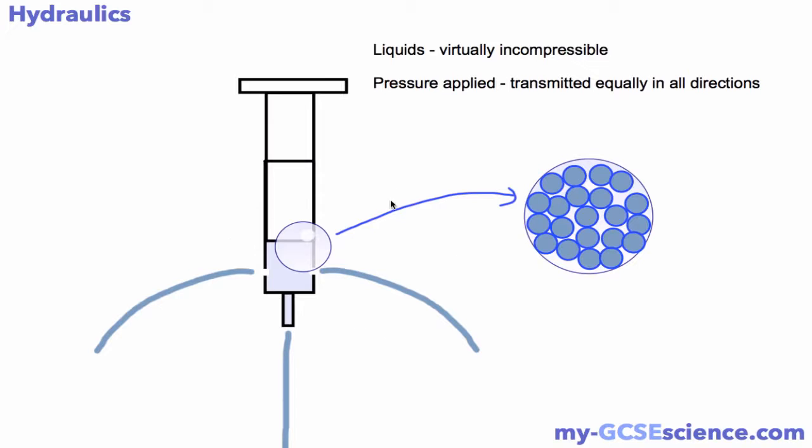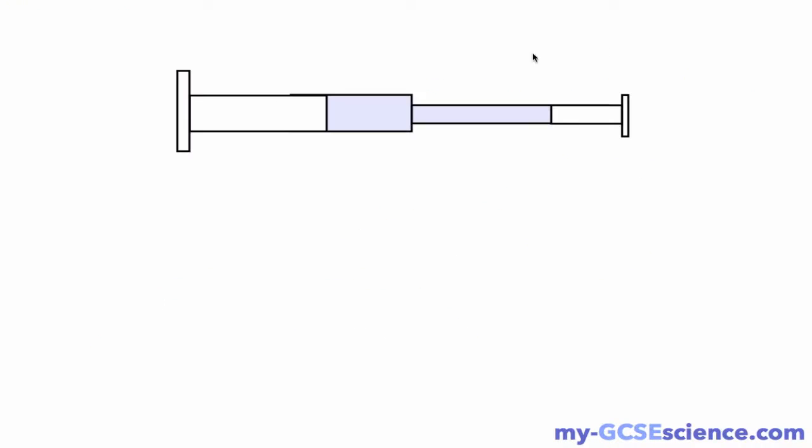And we can use this in a simple machine, a simple hydraulic machine that we call a force multiplier. And as the name says, a force multiplier is a way of multiplying a force so that we can get it to do work for us. Now, how does this work?